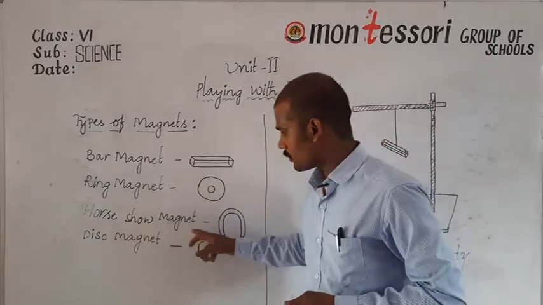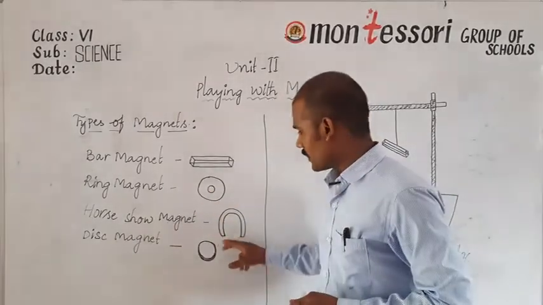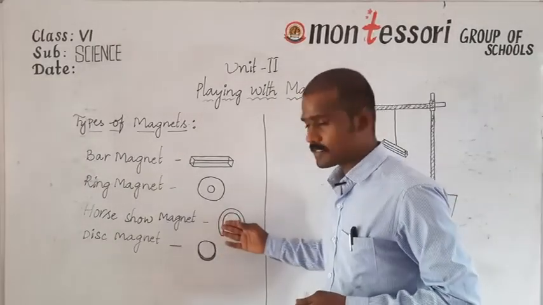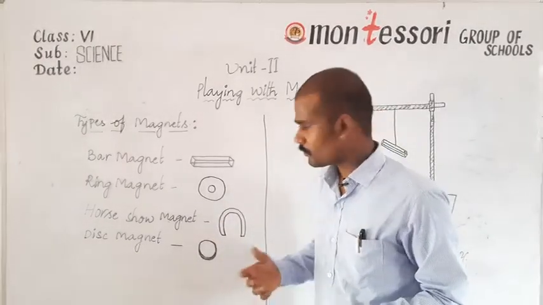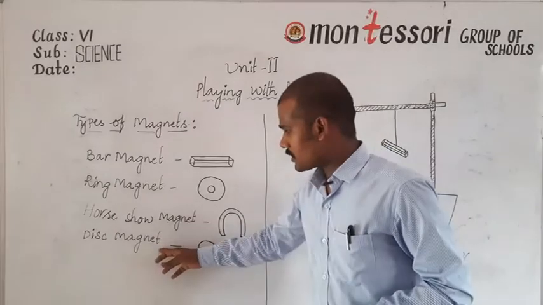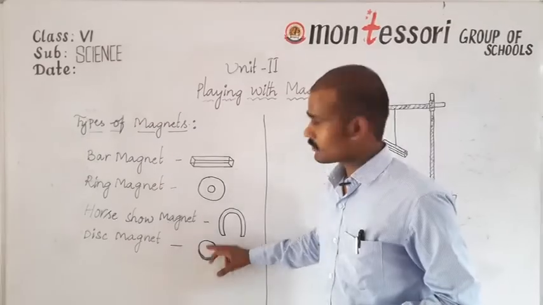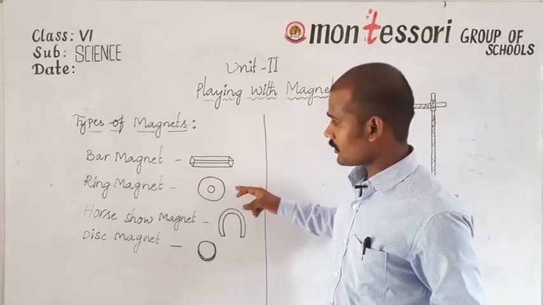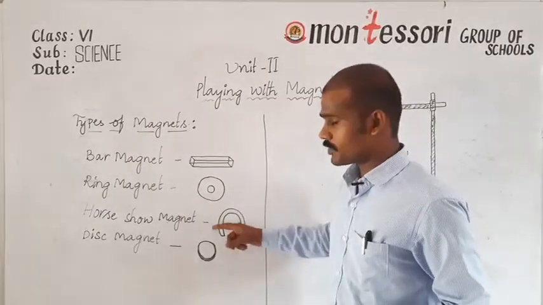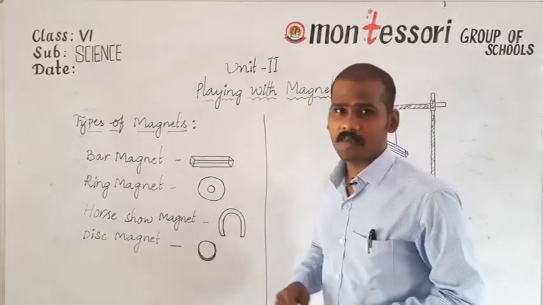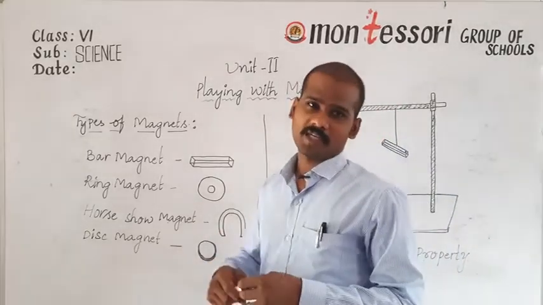And horseshoe magnet. Okay, horseshoe magnet is in U shape. We can also call this magnet a U-shaped magnet. Okay, so next one, disc magnet. It is also round in shape, but there is no hole. Bar magnet, ring magnet, horseshoe magnet, and disc magnet. So these are the different types of magnets actually.